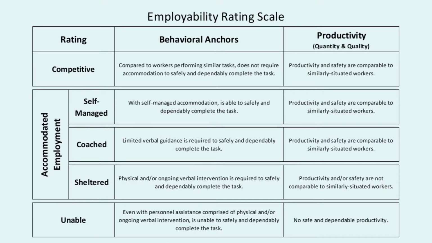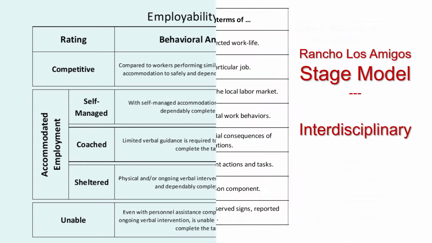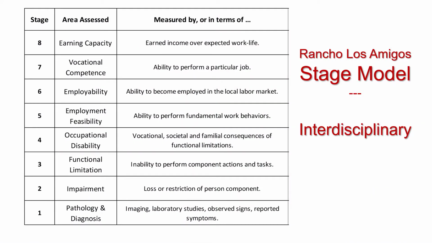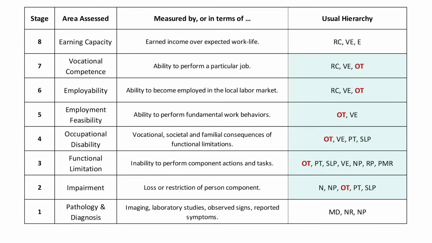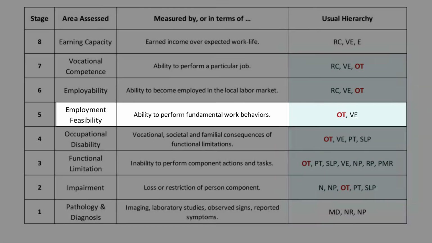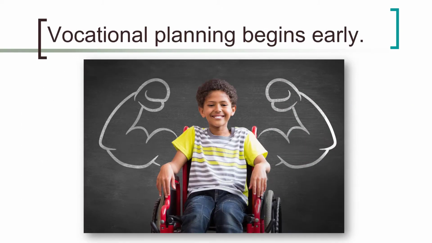We're here to talk to you today about the Employability Rating Scale and why it's important for occupational therapists to understand. OTs consider 5 levels of employability as they take their clients through the stage model of rehabilitation on an interdisciplinary basis. OTs are extremely important, showing up at stages 2 through 7 as crucial contributors to the team's information. In fact, OTs are team leaders in stages 3 through 5, addressing functional limitations, occupational disability, and employment feasibility. And OT involvement should begin early.